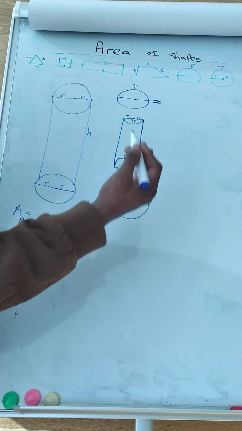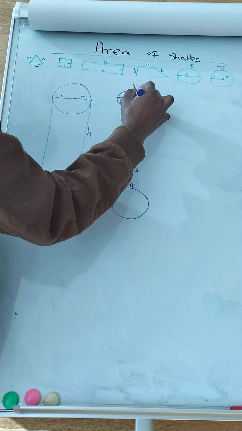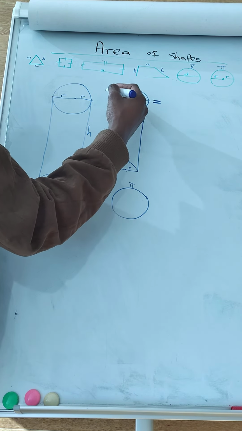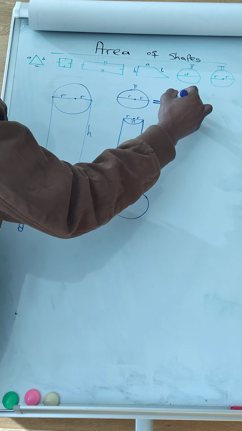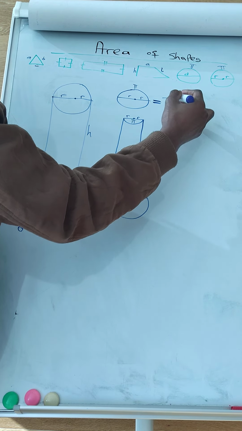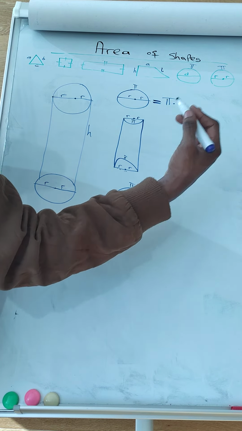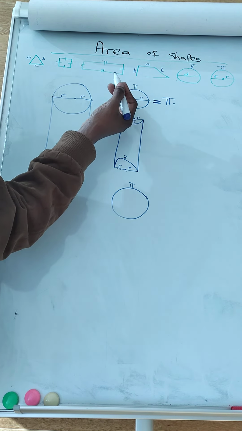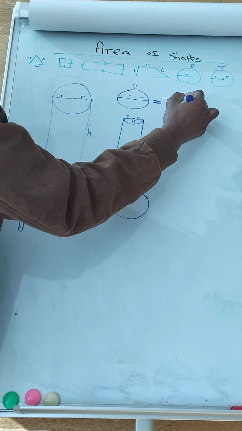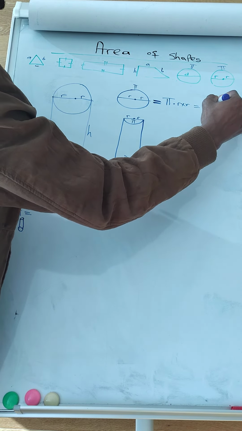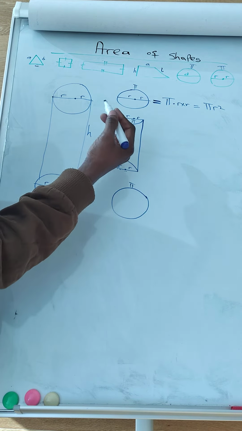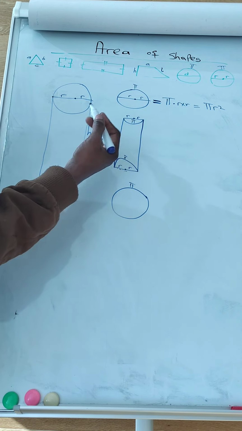So now, for this first circle, the area of the circle, like I said, if anything has a curve, just put pi. Area is perpendicular height times base. Here we only have R and R, so that would be R times R. So the answer here will be pi R square.